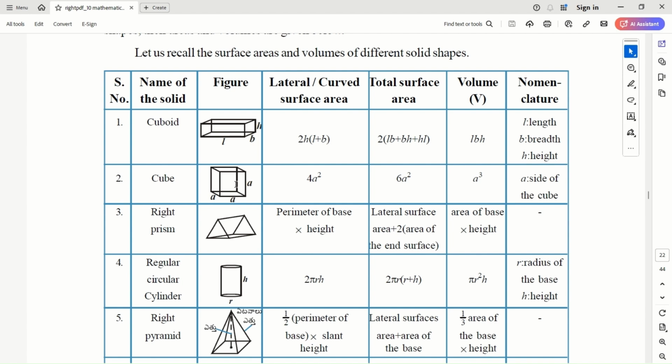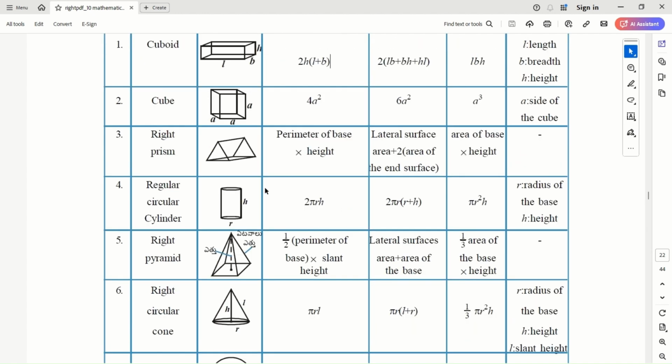You will have four faces on the side, not the top and bottom. So 4 into a square is the lateral surface area. Total surface area is 6a square, and volume is a cube. Similarly, learn all these shapes.